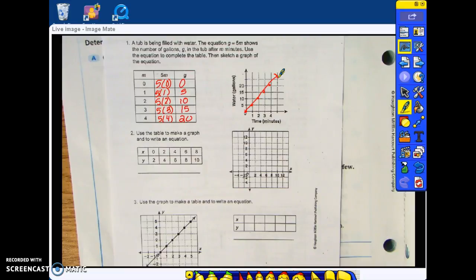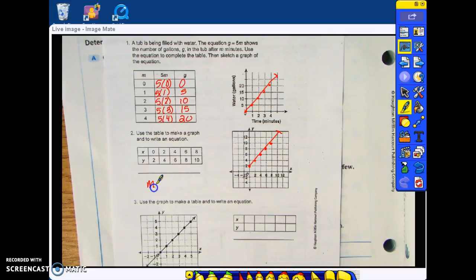Number 2, use the table to make a graph and to write an equation. So we're going to plot these points. This is our x's that goes with our y's. So we've got 0, 2, 2, 4, 4, 6, 6, 8, and 8, 10. That's the graph.